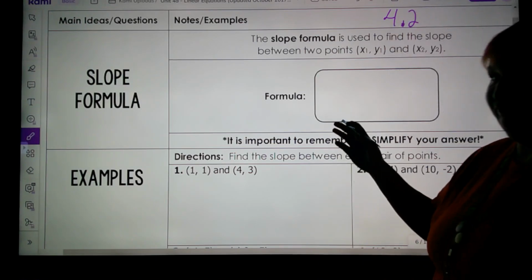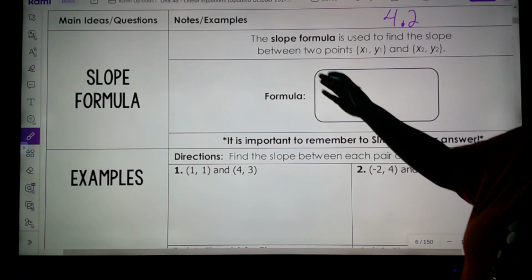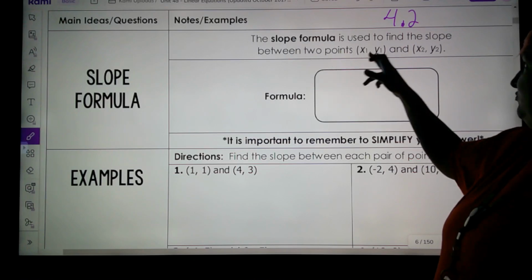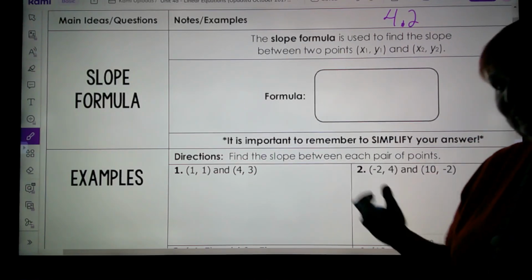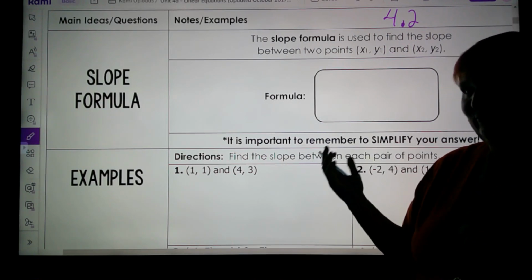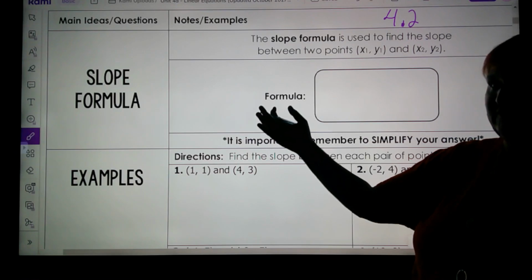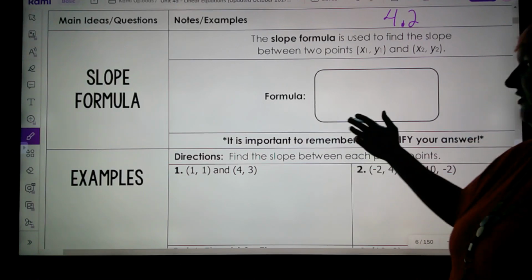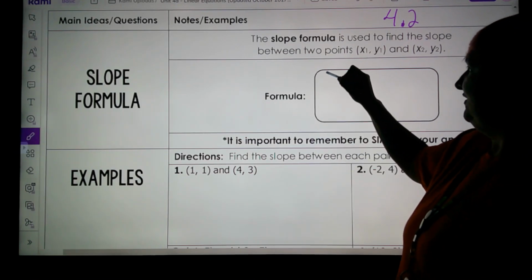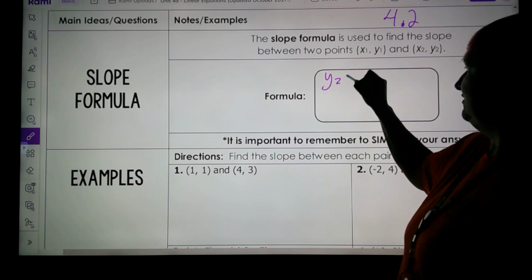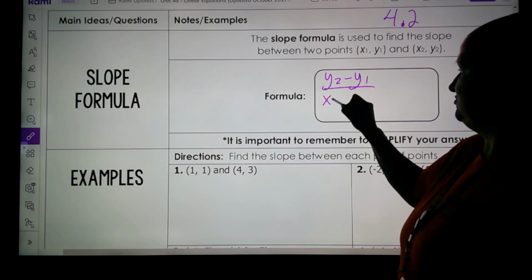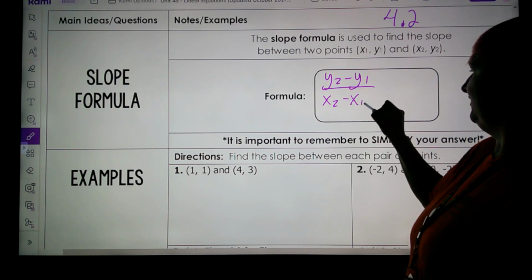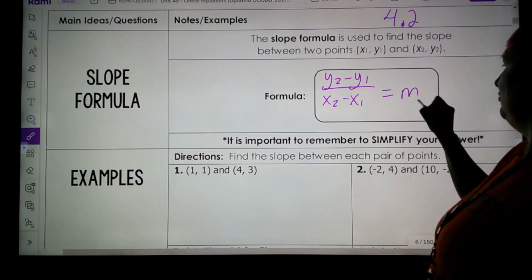Right? So there's actually a formula you can use to find the slope between 2 points. It's called the slope formula. I know, sometimes you have to look at the name of something and it tells you exactly what it is. This is the formula to find slope. The formula is y2 minus y1 divided by x2 minus x1. And that will give you your slope.